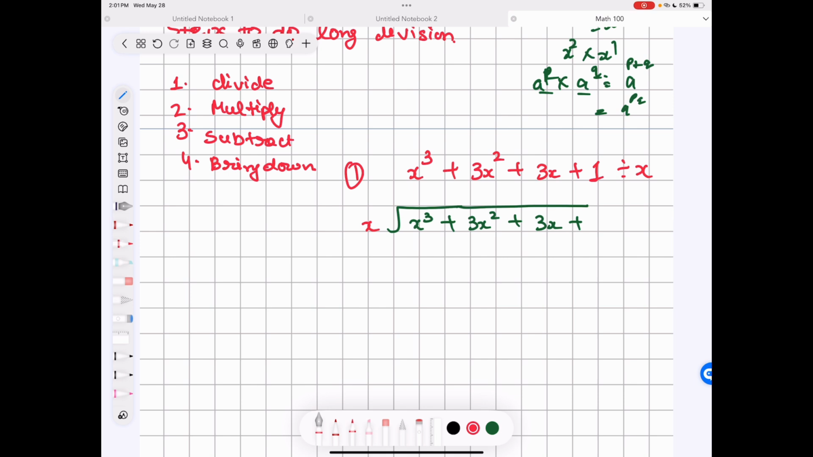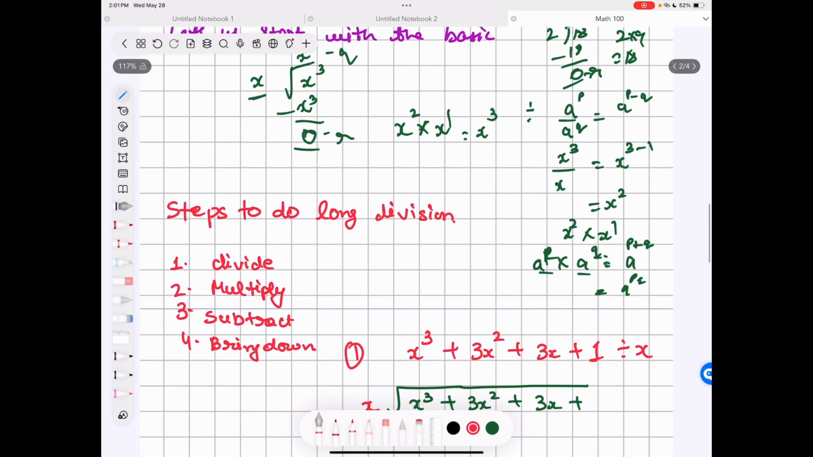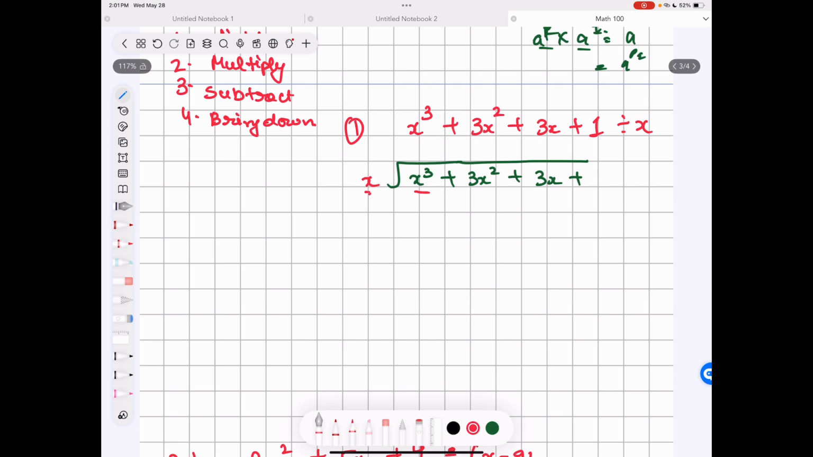Now we take the first term of the dividend and the first term of the divisor. We are gonna divide that. So just like we did before, let me do it again actually. We're gonna do x to the power 3 divided by x, we get x. 3 minus 1, we get x to the power 2. That is our quotient, x to the power 2.